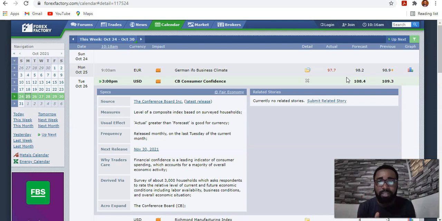Do you understand? So they say actual greater than forecast is good for currency. So if actual is greater than forecast, the currencies I just mentioned, XAU USD, GBP USD, Euro USD will sell. But if actual is less than forecast, these pairs will buy. It means that the news did not favor the dollar.